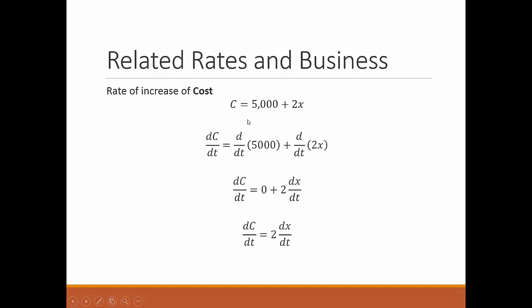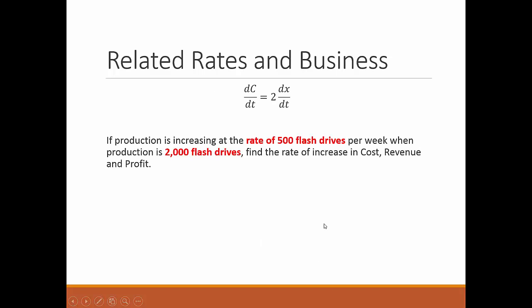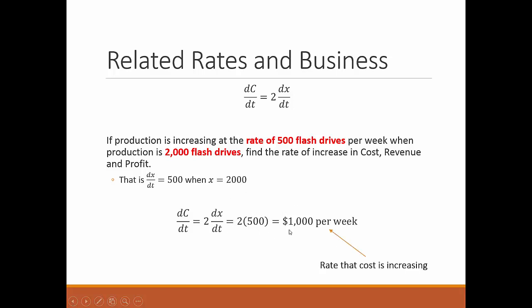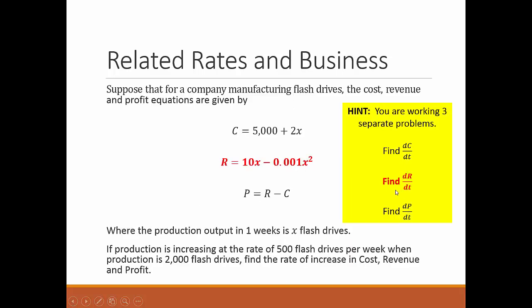So let's start with cost. I take my cost function, I take my derivatives with respect to time. If the production is increasing at the rate of 500 flash drives per week, in other words, that is my dx/dt is 500, when production, which is my X, is 2,000, then I simply can plug in. I don't even have the variable X, and so I plug in the 500, and this gives me the rate that cost is increasing. I do the same thing for my revenue.